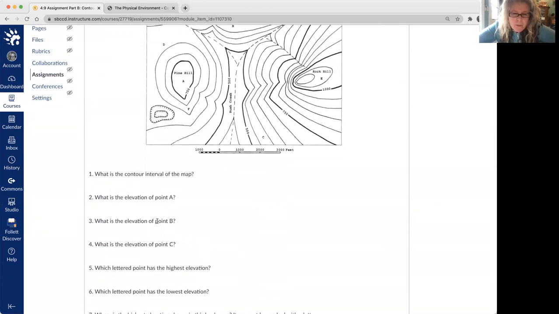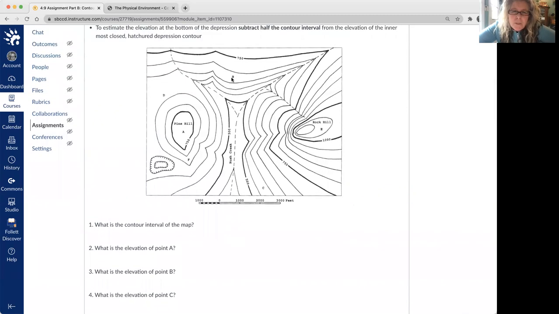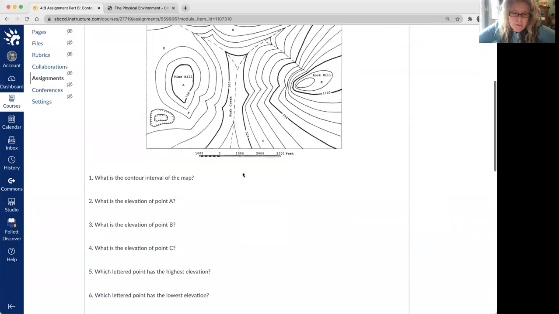So what is the elevation of point B? Let's go to point B. Here's point B. Okay, so we know this is 500, right? Because look at how the line follows. This is all 500, 500, 550, 650, 700. So let's estimate in between 650 and 700. So 675. That would be our answer, 675.